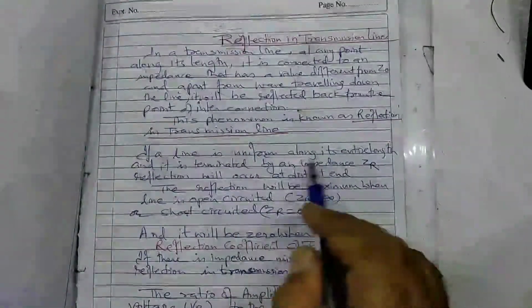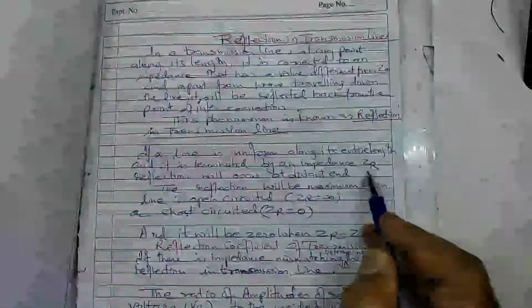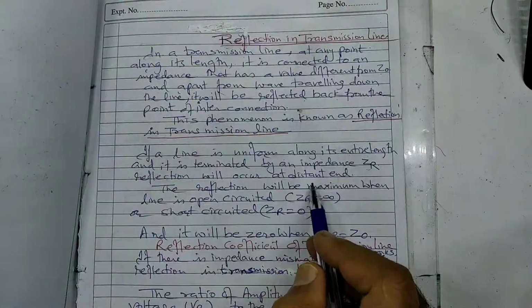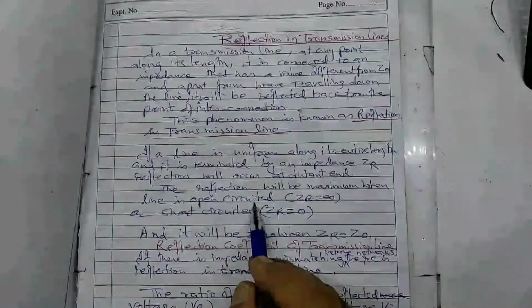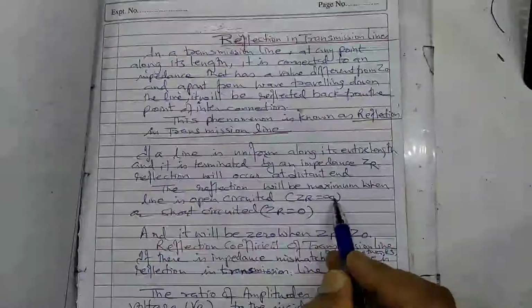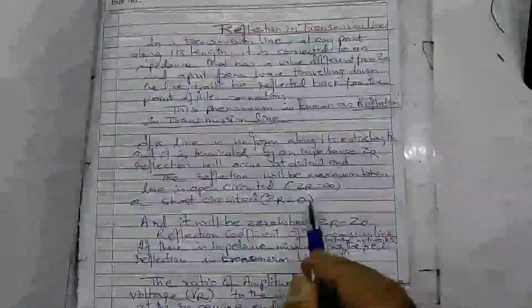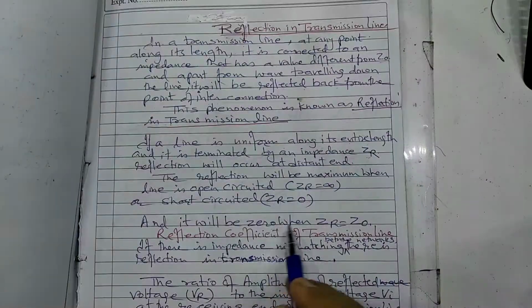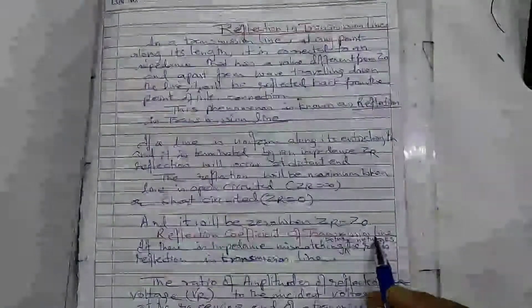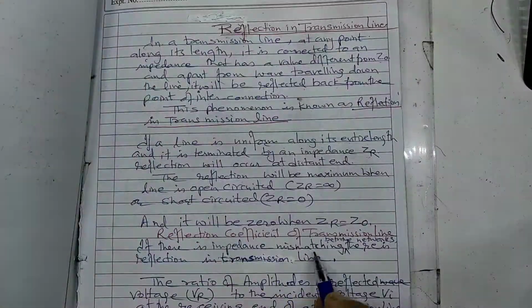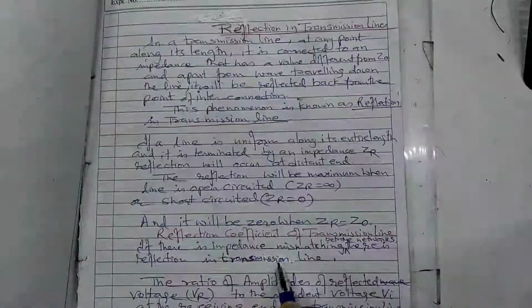If a line is uniform along its entire length and it is terminated by an impedance ZR, reflection will occur at the distant end. The reflection will be maximum when the line is open circuited, that is ZR is infinity, or short circuited, ZR is equal to 0. And it will be 0 when ZR is equal to Z0. If there is an impedance mismatch between the network, there is reflection in the transmission line.